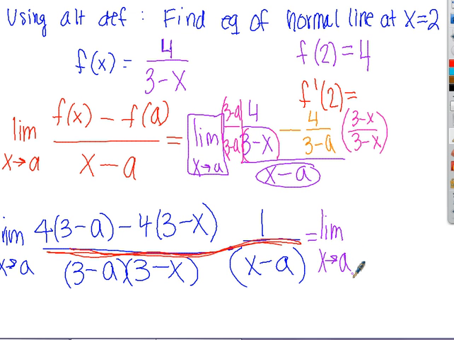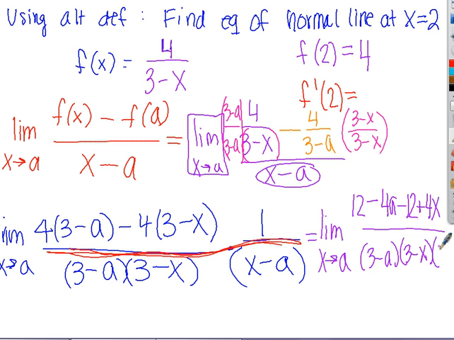So what do we get as a numerator? We get 12. I guess I'll write it out. 12 minus 4a minus 12 plus 4x, all over that crazy looking denominator. Okay. Have I lost anyone? All I did was multiply out this guy, this guy, this guy, this guy, this guy. Do you see them negative?